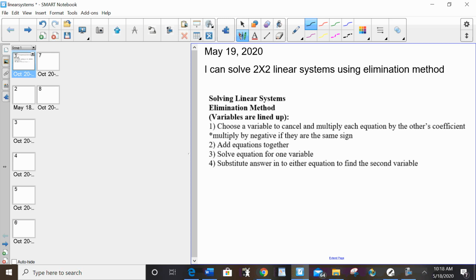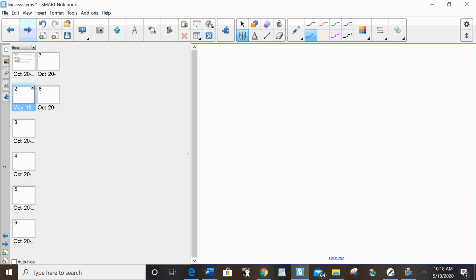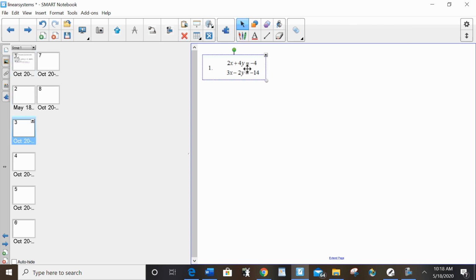So, looking at the steps here, we're going to choose a variable to cancel, multiply each equation by the other's coefficient. I'll explain what that means. If they're the same sign, we're going to multiply by a negative. Then we're going to add the equations together and solve the equation for one variable. Once we have that, we're going to substitute our answer into either equation to find the second variable. So it does not matter which variable I get to cancel. We need to make a choice.